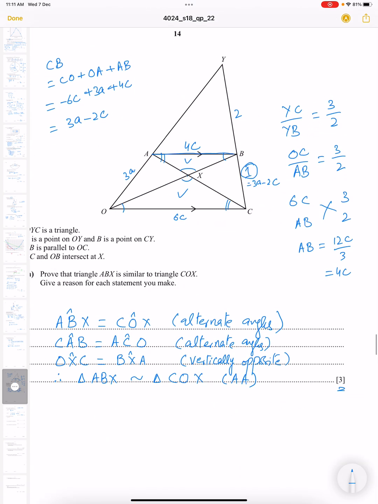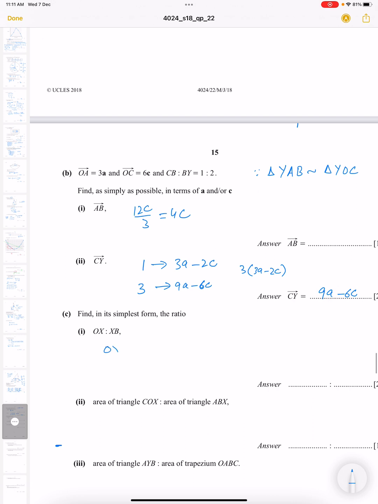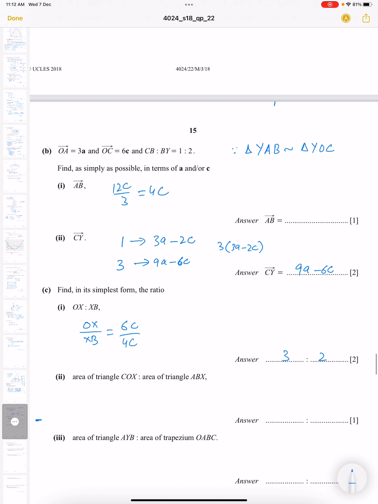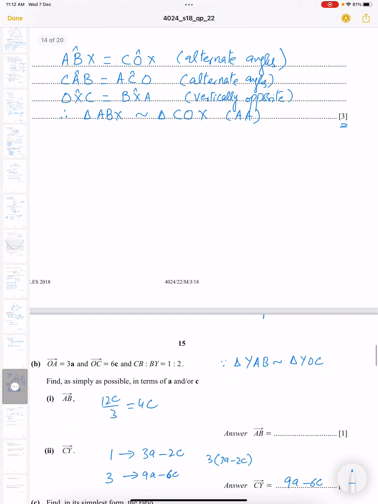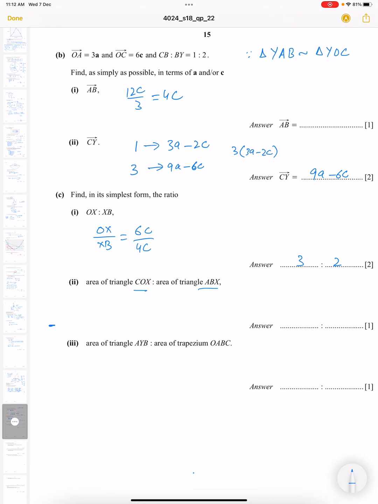Now C part, find in its simplest form the ratio OX ratio XB. This is OX and XB. Since these two triangles AXB and OXC are similar, OX ratio XB will definitely be equal to 6C ratio 4C. By simplifying it becomes 3:2. Second part, we have to find out the ratio of the areas of triangle COX and ABX. COX, this one, and again use the similarity of areas. We know that A1 over A2 is equal to L1 over L2 square. So that will be 3/2 square, which will be 9:4.